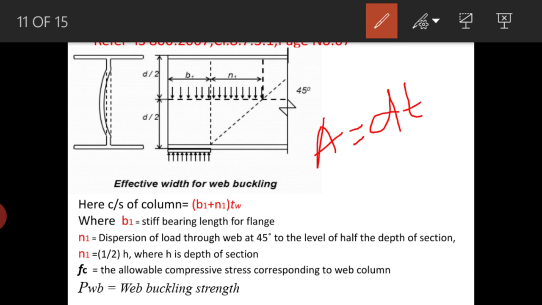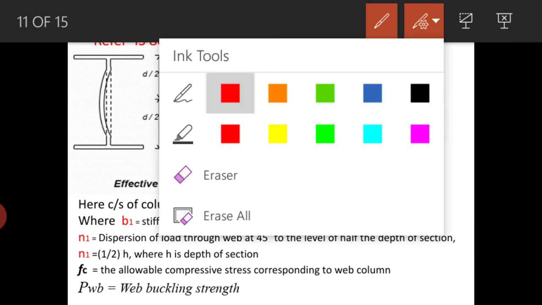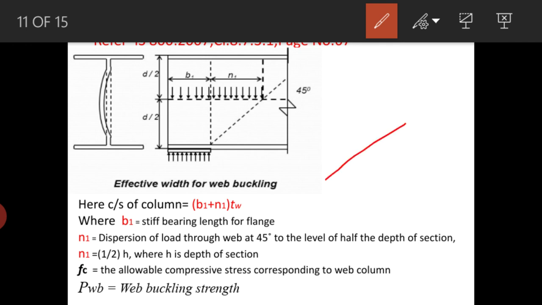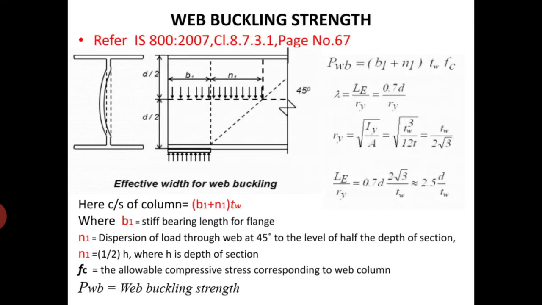Then if we substitute Iy and A in the formula, we finally get tw divided by 2 root 3. Then if you simplify again, we get lambda approximately 2.5 times d by tw.